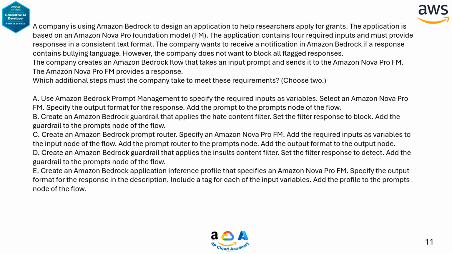D. Create an Amazon Bedrock guardrail that applies the insults content filter. Set the filter response to detect. Add the guardrail to the prompts node of the flow.